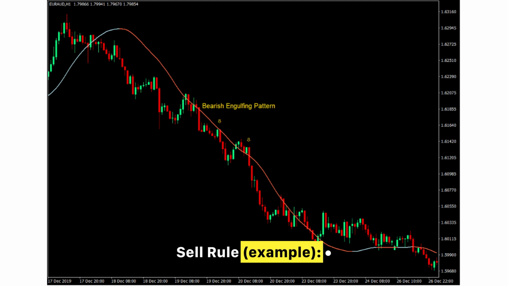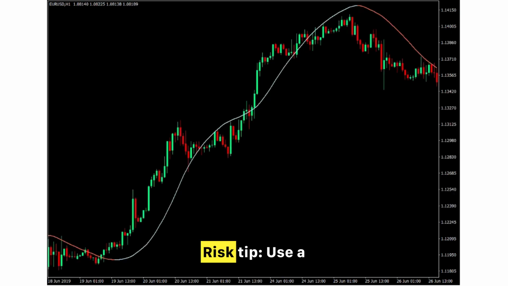Sell rule. Example. Price below big trend line. Line is tomato, sloping downward. Price retraces up to the line and shows rejection. Enter short on confirmation.